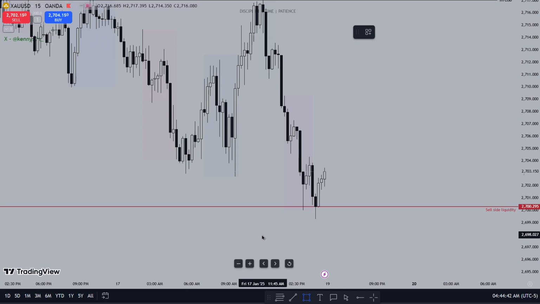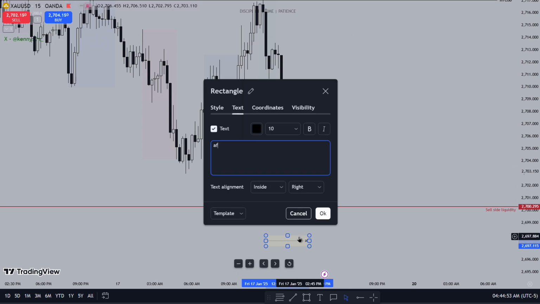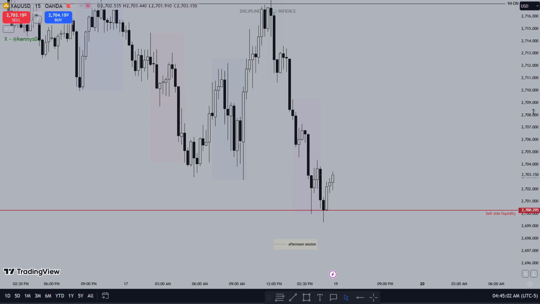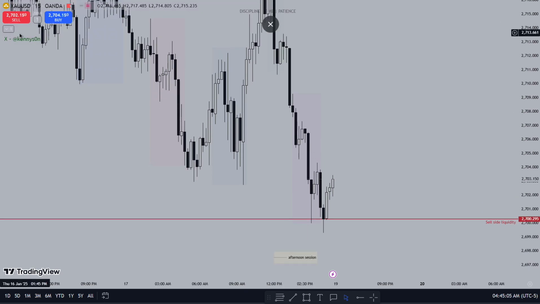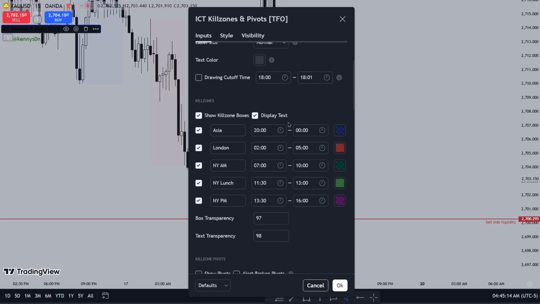And then something interesting happened. Since the morning session was so shitty, the PM session should be forgiving. So this is our afternoon session from 12 o'clock to 3:30. This is the ICT session. This is from 11:30 to 1 o'clock, that's the NY lunch session.